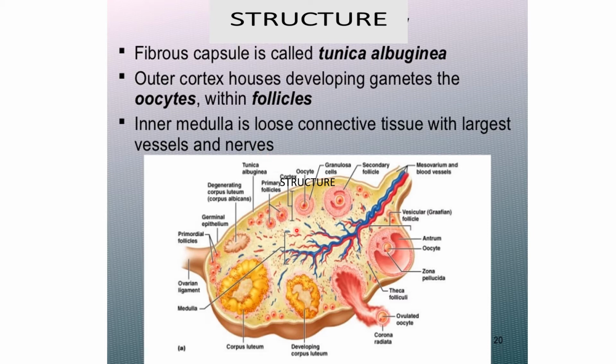In this image you can see the capsule called the tunica albuginea, and this area is the cortex where you can see the follicles of different stages situated, and this inner area is called the medulla, which houses the largest vessels and nerves of the ovary.